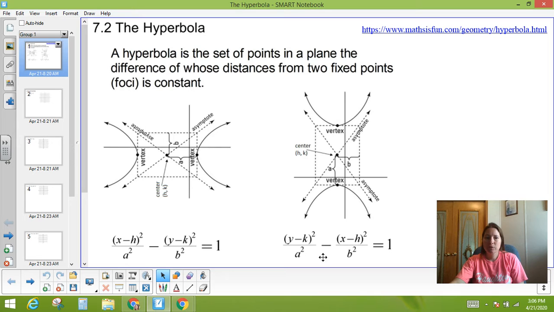So you have these as the equations of a hyperbola. And since it's subtraction, it's important that you pay attention to who's first. So a squared always goes under whatever's first. Like with the ellipse, a squared was under the biggest, was for the biggest axes.